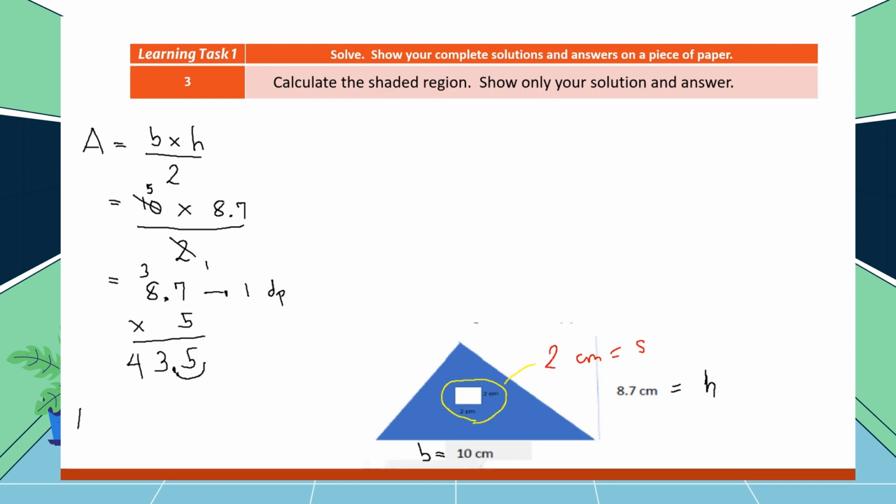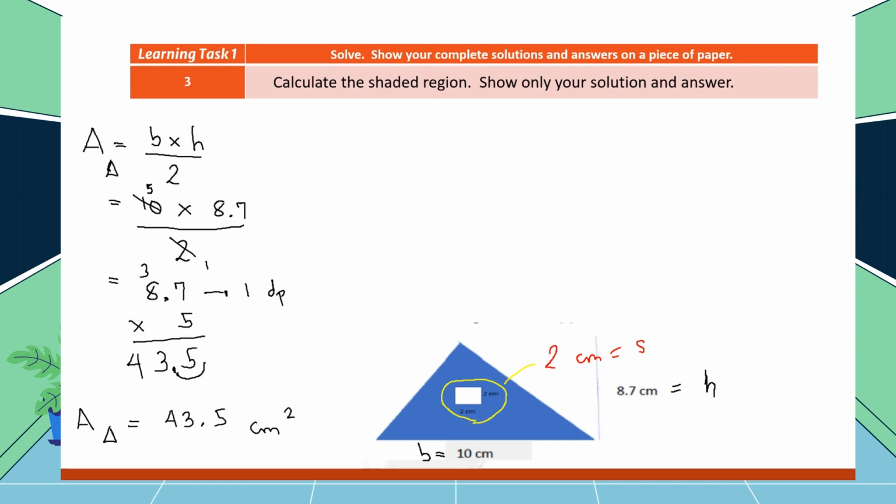Ibig sabihin, mga bata, ang area of a triangle na hindi nababawasan ay equivalent to 43.5 square centimeter. So, ito yung area of a triangle. Okay? Now, ito na ba ang sagot? Siyempre pa, hindi. Kasi, kailangan pa nating alamin yung area ng given square, at isusubtract natin from the area of the given triangle.